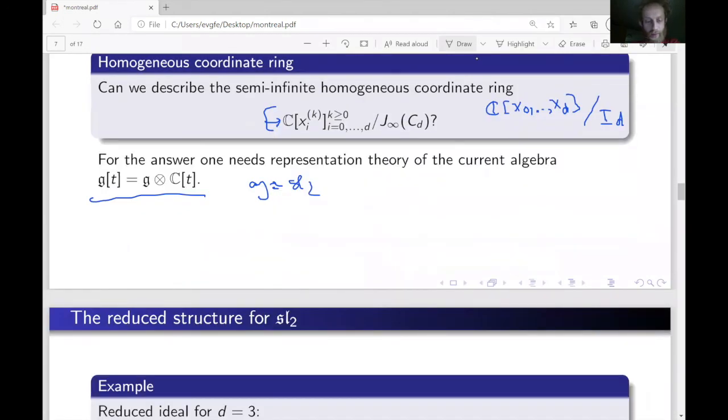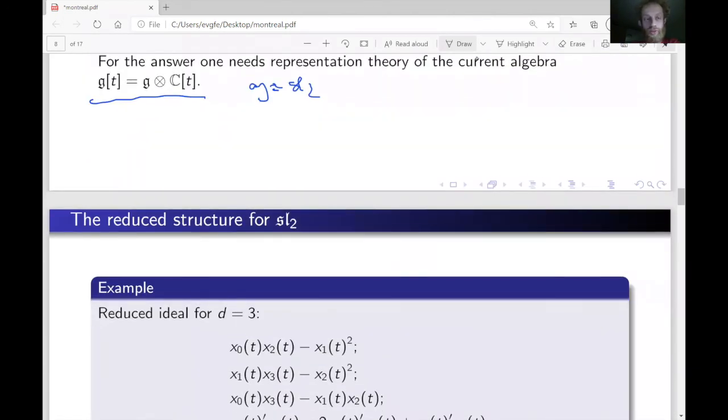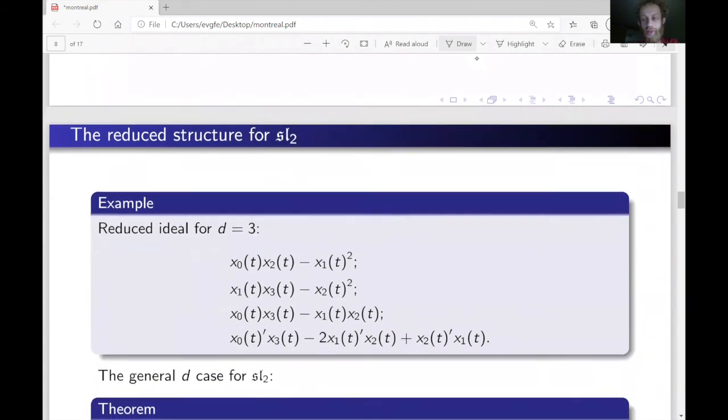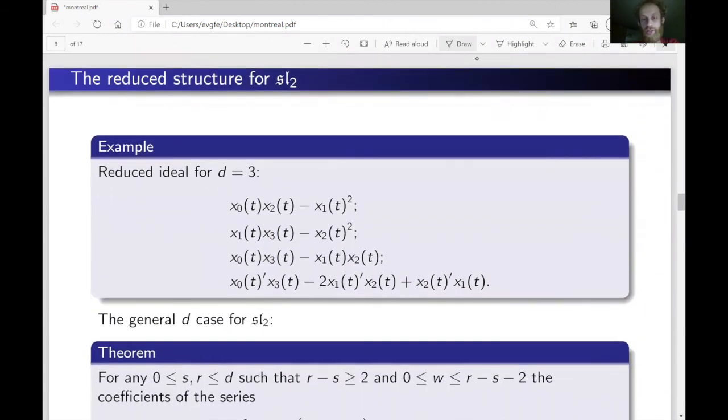Okay. So before I go into the details of the representation theory of this current algebra, let me show you the answer in the SL2 case. So let me start with d equals 3. So we have these three relations. So let me recall that x0 of t is a cubed.